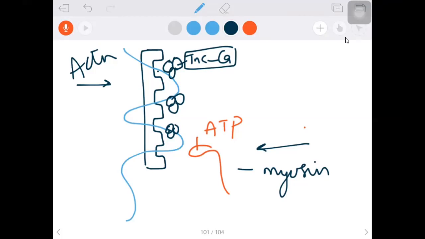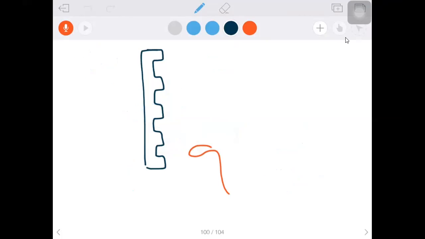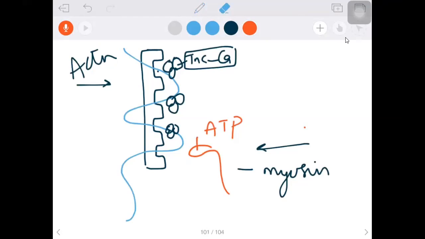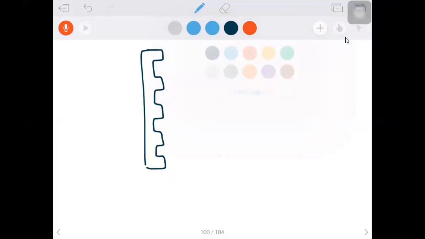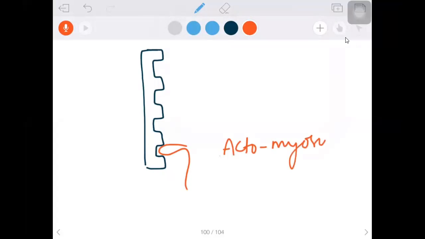In the next diagram, I didn't draw the active sites. In the next diagram, I'll show that the active sites are getting exposed. Active site process is over. What next? The calcium ion brings the breakdown of ATP into ADP plus phosphate ions. So these are also getting activated. The activated myosin head binds with the actin at the active site and forms the actomyosin complex. This is step one.